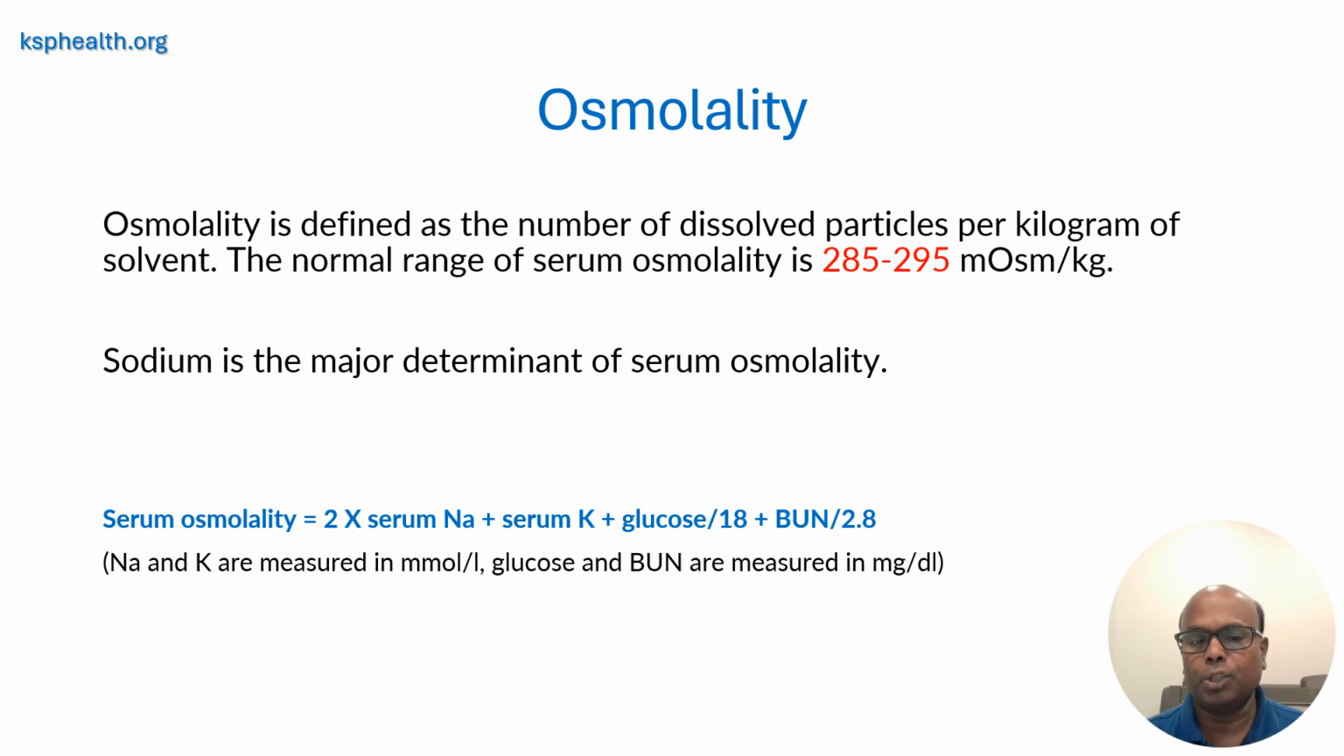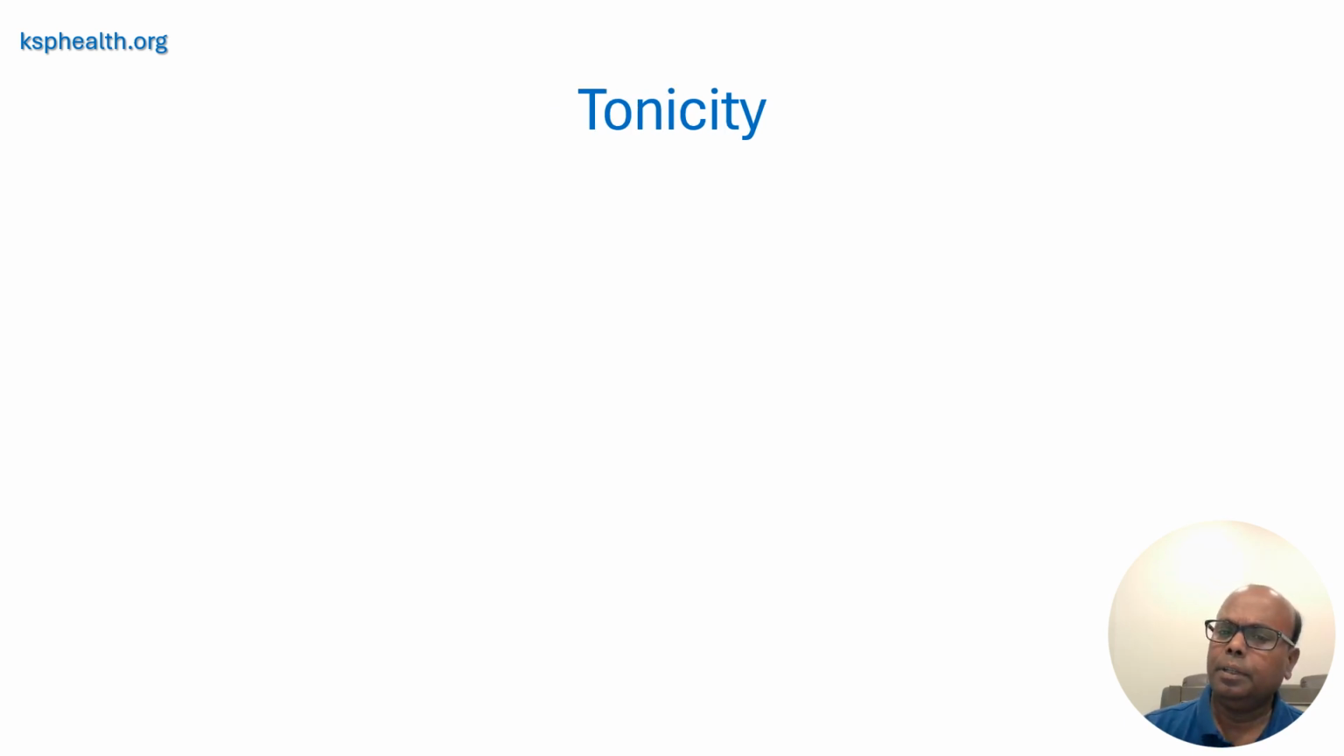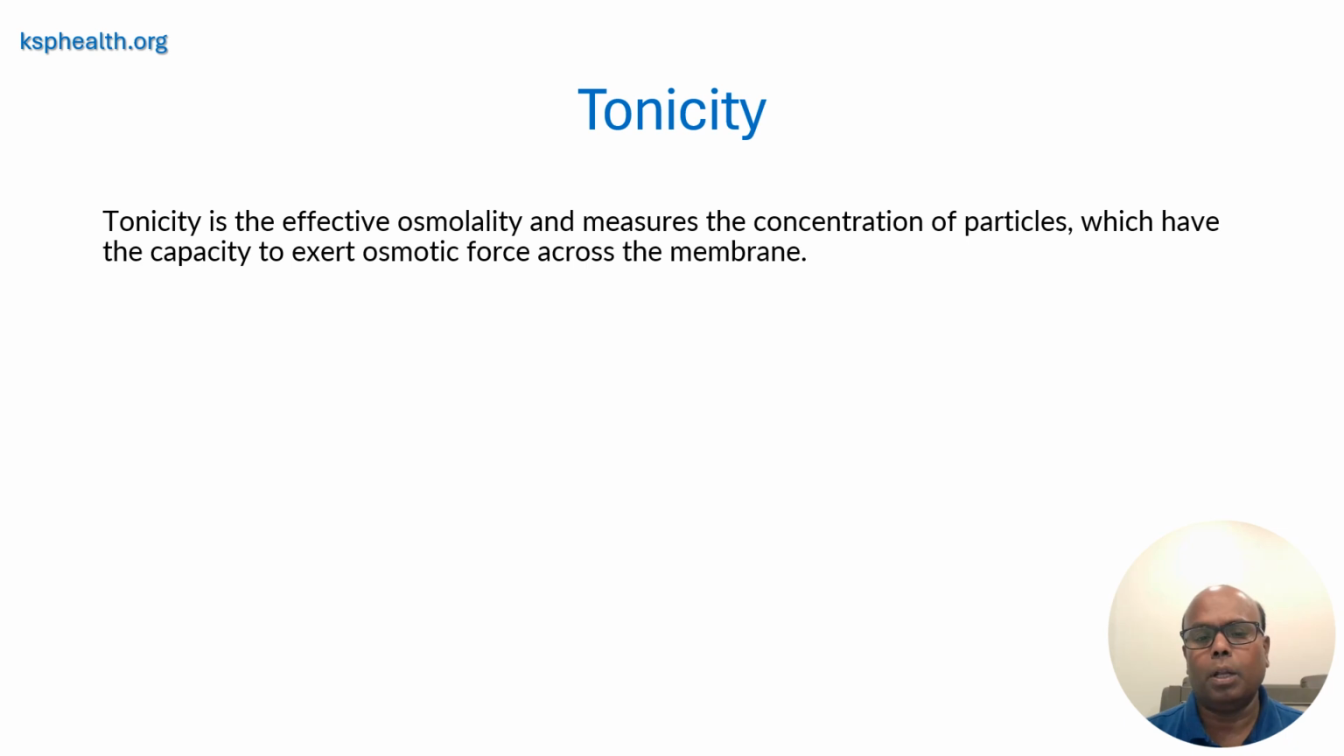You will calculate serum osmolality as 2 times serum sodium plus serum potassium, plus glucose over 18, plus BUN over 2.8. Then what is tonicity? Tonicity is effective osmolality and measures the concentration of particles which have the capacity to exert osmotic force across the membrane.